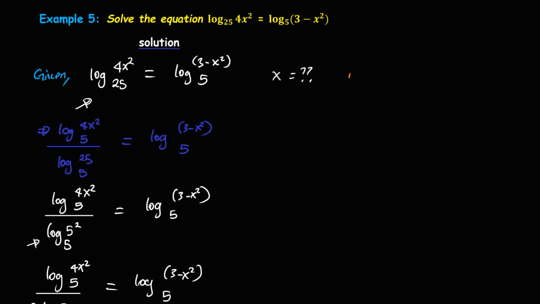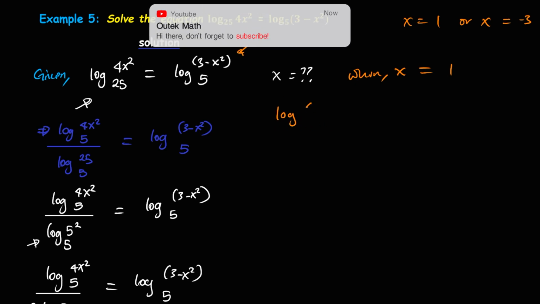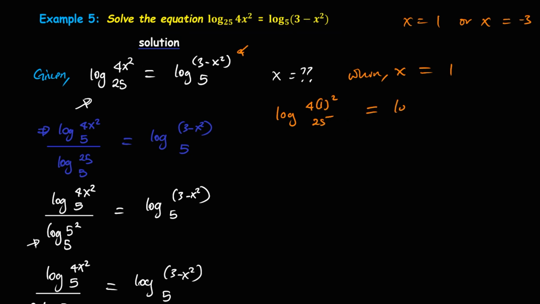But before we conclude, let's first test whether the obtained values of x satisfy the equation from the problem. Remember we have x equals 1 or x equals negative 3. So let's substitute x equals 1 in this equation. We'll have log of 4 into 1 squared base 25 should equal log of 3 minus 1 squared base 5. And 1 squared is the same as 1. So this is the same as log of 4 base 25, and it should equal log of 3 minus 1, same as 2 base 5.